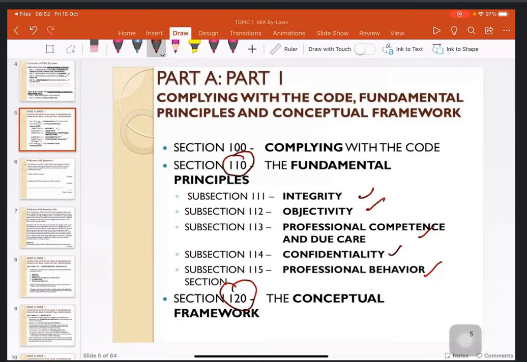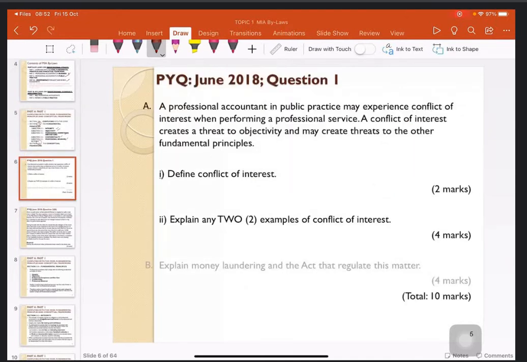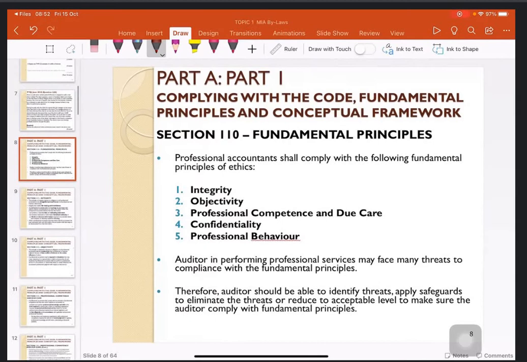Okay. Section 110 is the fundamental principle and section 120 is the conceptual framework. Okay, kita tengok dulu the fundamental principle. Okay, this one I skip dulu ya kelas. Okay, I just pause it pada lecture dulu ya. Fundamental principle, dalam fundamental principle as professional accountant you shall comply with the following fundamental principle of ethics. Sebagai accountant ataupun sebagai auditor, kita kena follow all these requirement. Okay, we need to follow the integrity concept, objectivity, competency, confidentiality as well as the professional behavior.